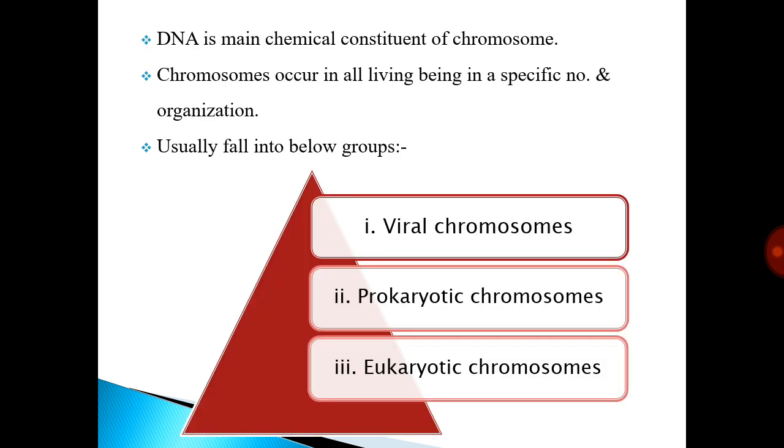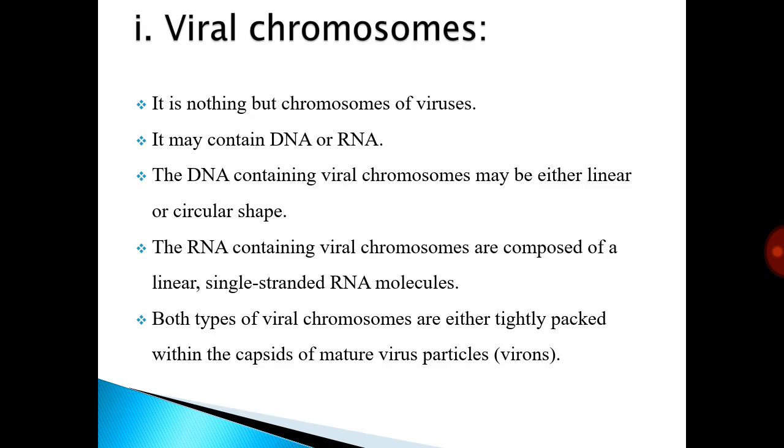Usually we classify chromosomes into three types: viral chromosome, prokaryotic chromosome, and eukaryotic chromosome. The viral chromosome may contain either DNA or RNA. Especially in most viruses we have RNA, which is a single-stranded RNA molecule.